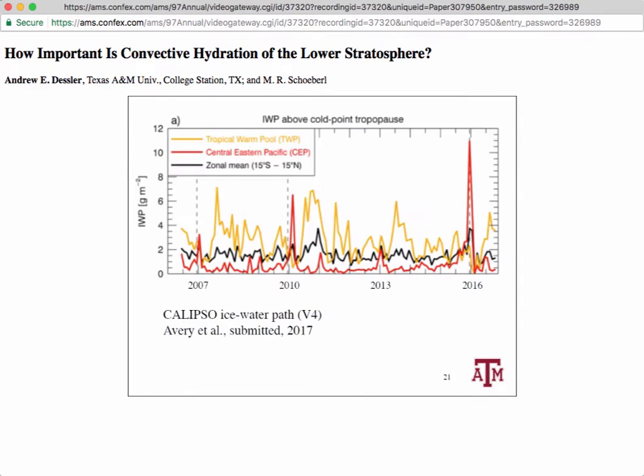And so I'll show one last plot before I conclude. This is a plot from a paper Melody Avery wrote that Hal and I are co-authors on that's currently in review. I think she actually showed a plot of this, but I'll show it again. It's a time series of CALIPSO ice water above the tropopause. The red line is the central equatorial Pacific. That's the region where the trajectory model predicts it would decrease, but we don't see it decreasing. And these dashed vertical lines are ENSO events.